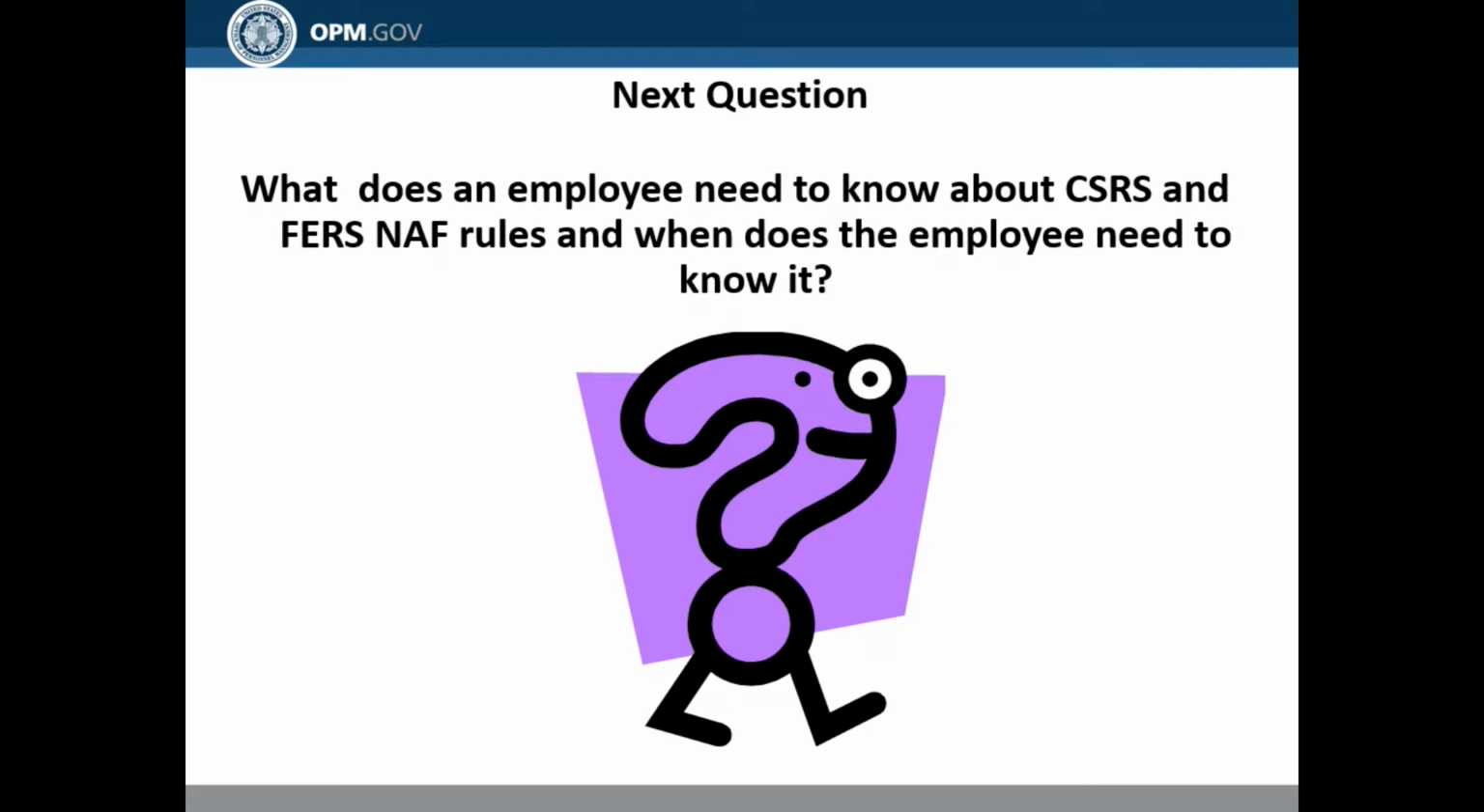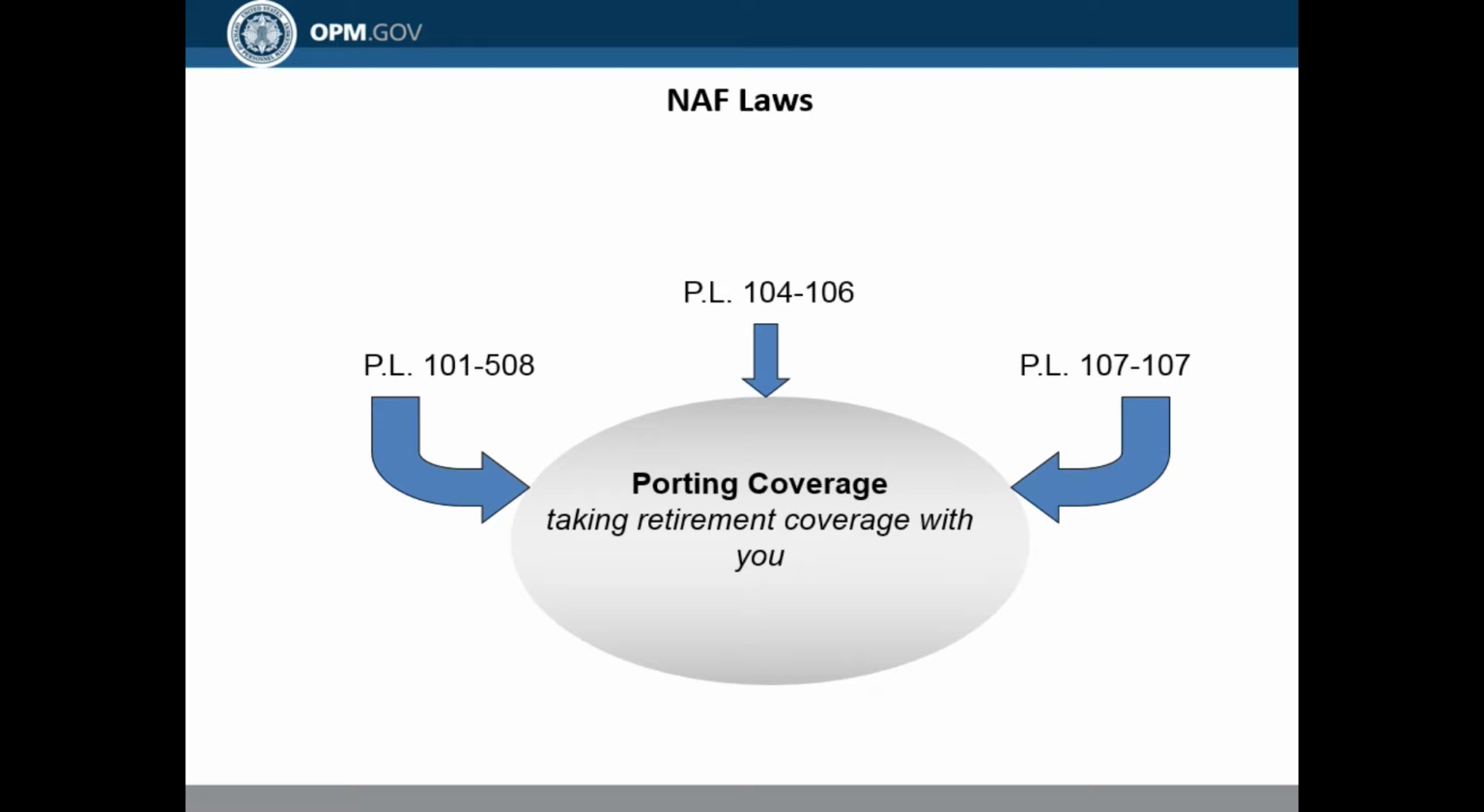So, what do you need to know if you're an employee? What do you need to know about CSRS and FERS NAF rules, and how does the employee need to know it, and when does the employee need to know it? Well, you need to know, first of all, if you're talking about porting coverage or if you're trying to get service credit for a previous period. So the public laws that cover porting coverage are Public Law 101-508, 104-106, and 107-107. Those are the laws that deal with porting coverage.